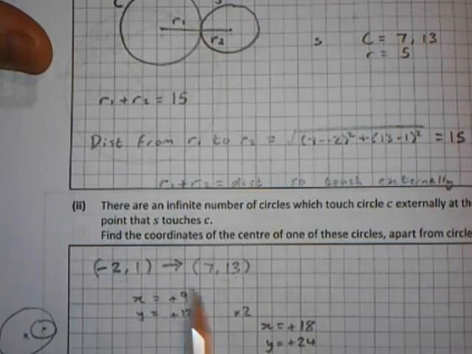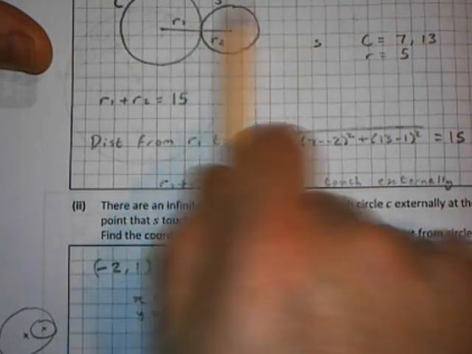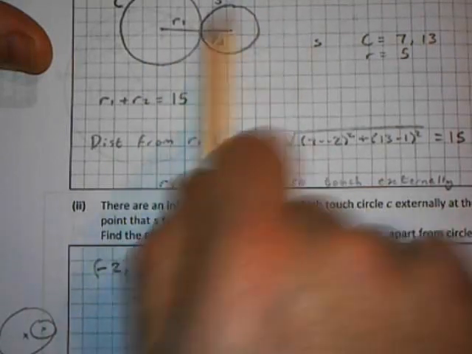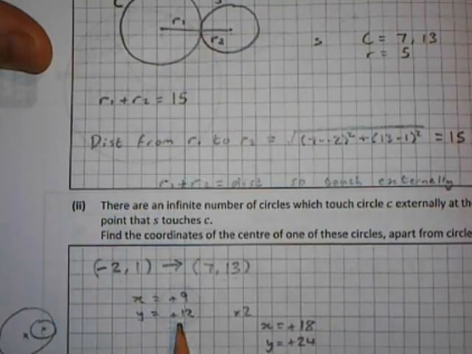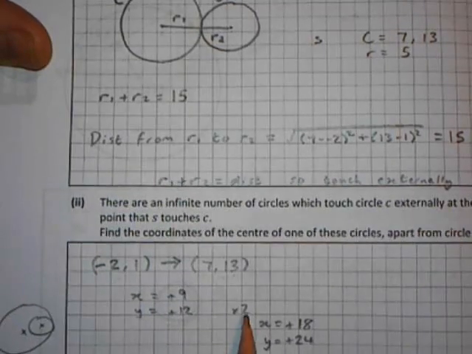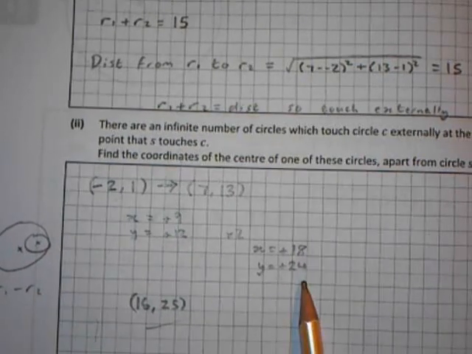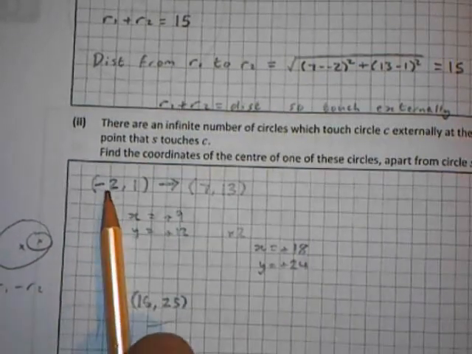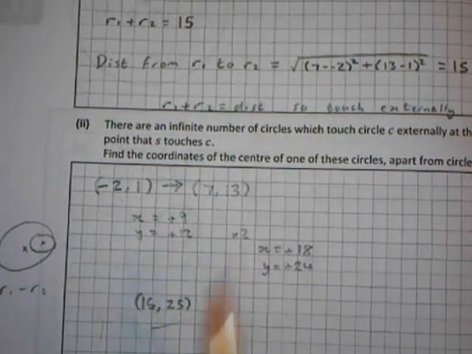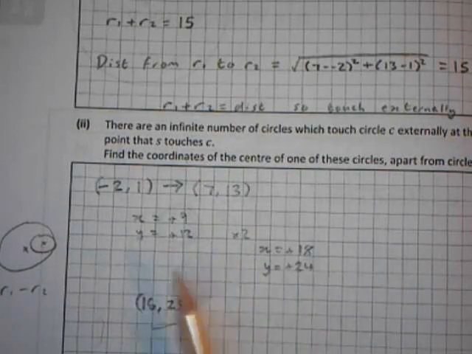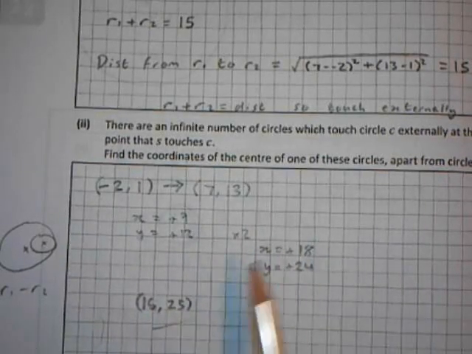And as long as you do a multiple of this, then you'll be on this line and you'll be touching externally. So what I've done is I've just doubled both those numbers. So add 18 and add 24, and I've come back to here. It doesn't have to be double. You could triple it, you could half it. As long as you've got a multiple of it, it will work.